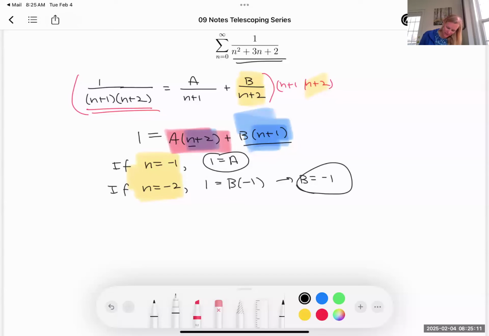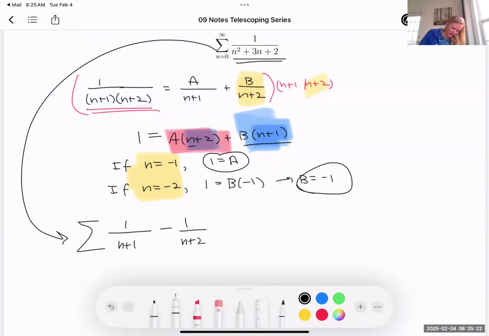Okay, so this is going to give us our partial fraction decomposition. We're going to have 1 over n plus 1 minus 1 over n plus 2. And so I can just say that that original series is equal to this because all I've done is rewrite the terms.